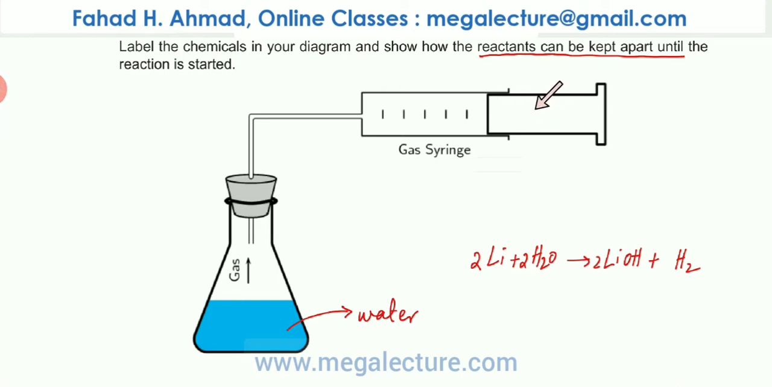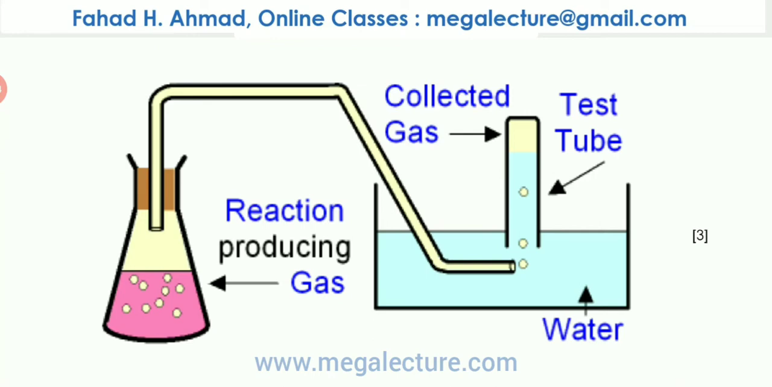There are other methods of collecting hydrogen gas. Remember, this is the reaction: the volume of H2 gas has to be collected. So it's a calibrated gas syringe with all the readings on the syringe. You could also use gas collection over water, which is what this diagram over here shows.